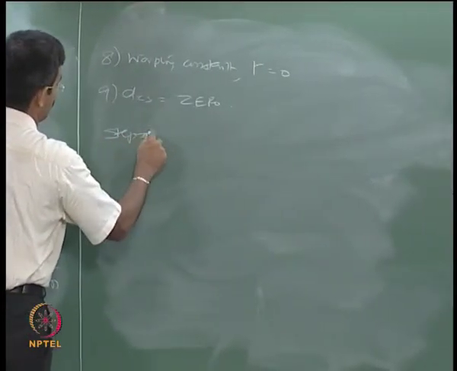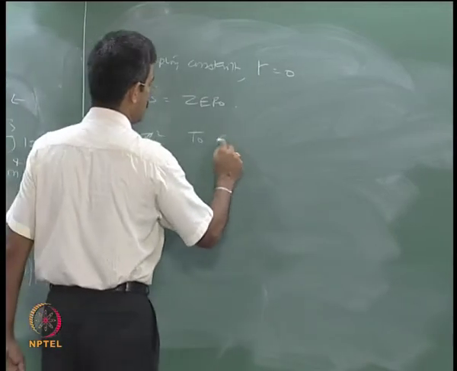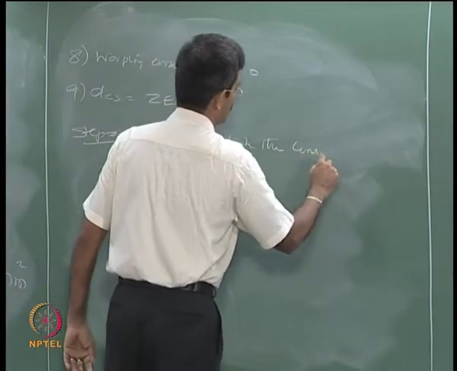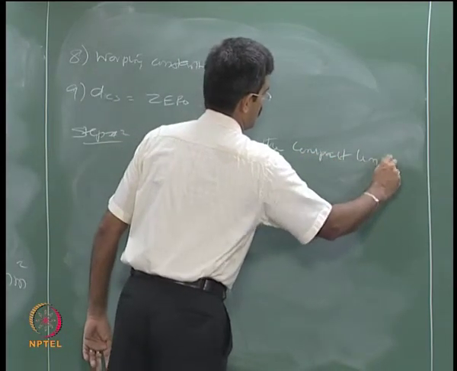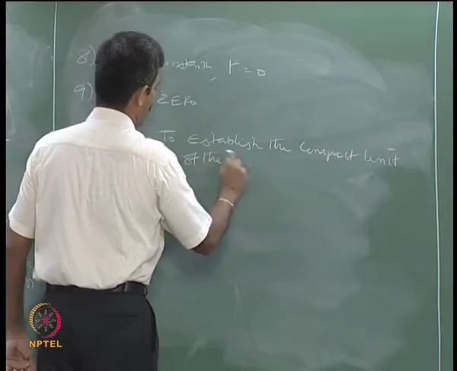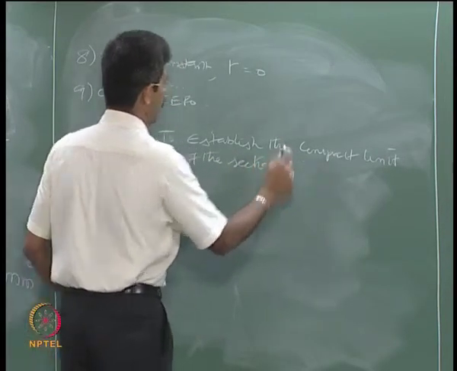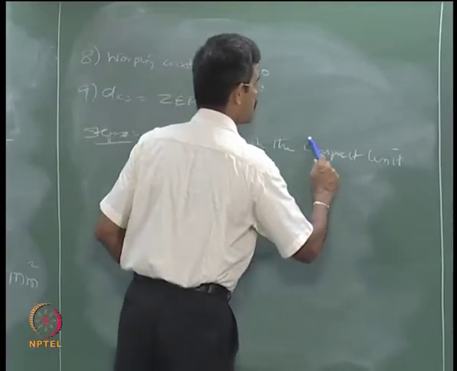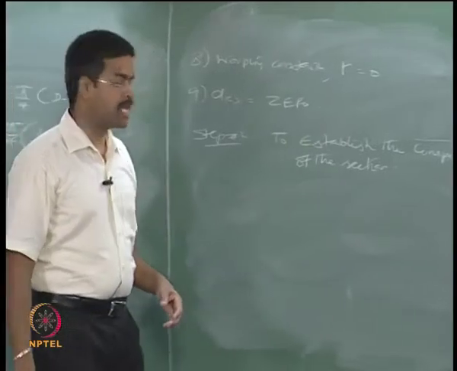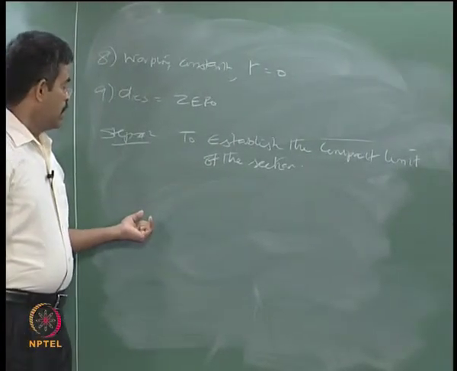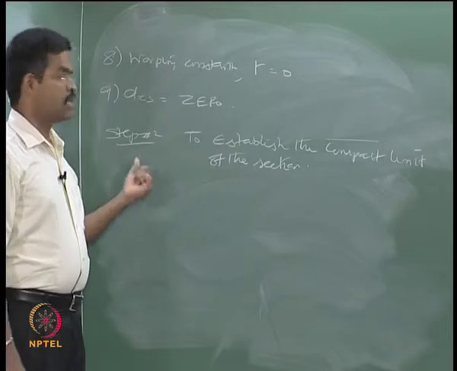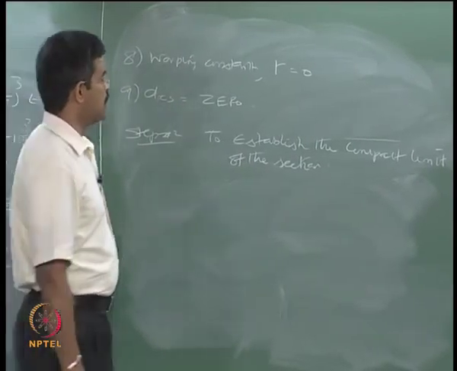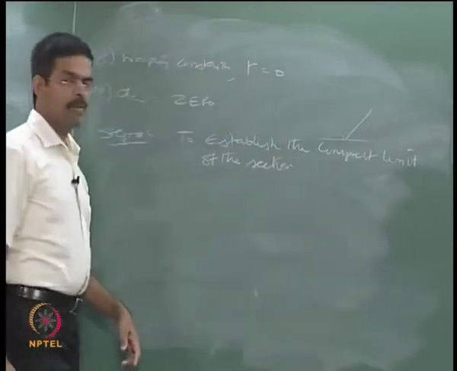Let us do step number 2 now to establish the compact limit of the section. I want to check whether the section is compact or not. Ladies and gentlemen, you will agree now that if I establish the section is compact, then I can always say the buckling failure will not preclude the axial compression acting on the member. So, I have to establish whether the given section remains compact for my dimensions.